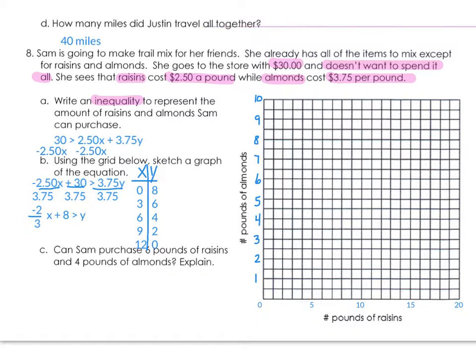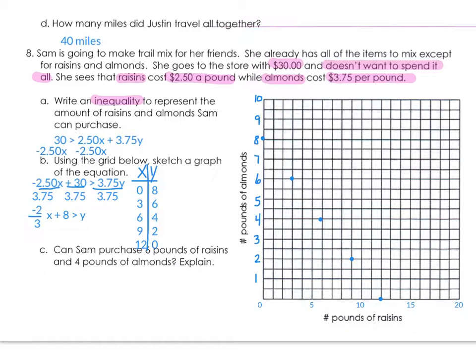Okay, so now I have all of that labeled, and since I have my nice points, now I can go ahead and plot them. So I'm going to go 0 up to 8, and I'm going to put a dot there. And then I'm going to go to 3, 1, 2, 3, up to my 6, and put a dot there. At 6, I'm going to go up to 4, and 9, up to 2, and 12, 0. Okay, so I've got my points plotted.